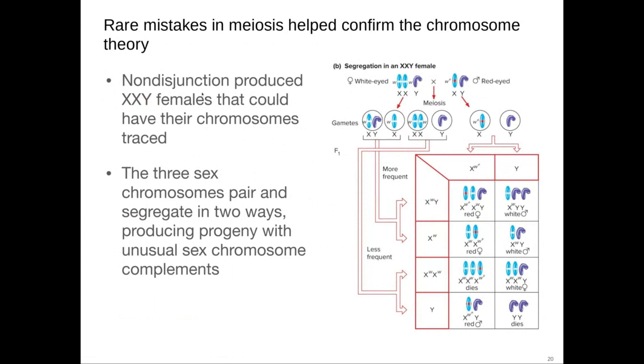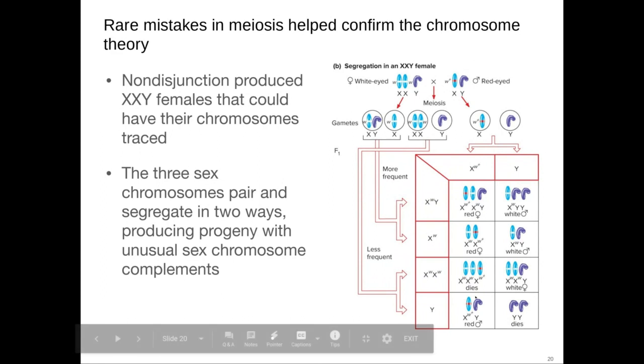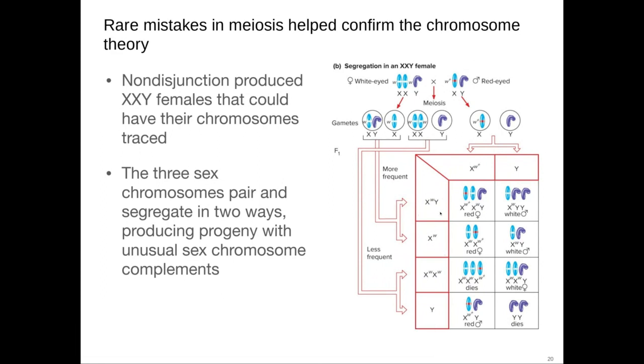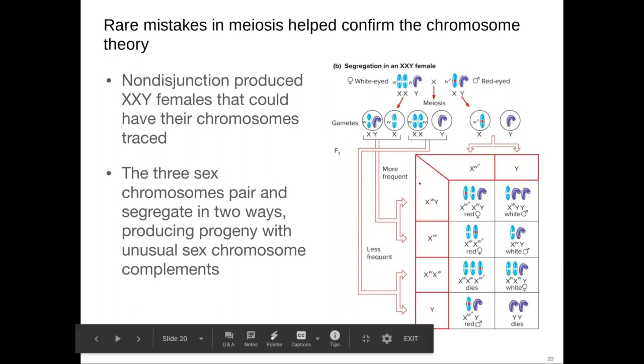We can also see a similar process here where non-disjunction was producing XXY females that could have their chromosomes traced. So the males are doing their normal thing, but we can have this sort of weird case where we'd have an XXY female. It would produce XY, XXY, and then you have this odd-shaped Punnett square. But you also notice, as has been denoted on this figure, that XY and X W are more frequent than XX, XXW, or just Y.